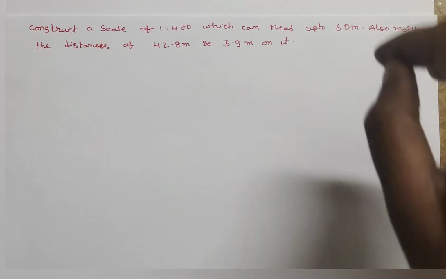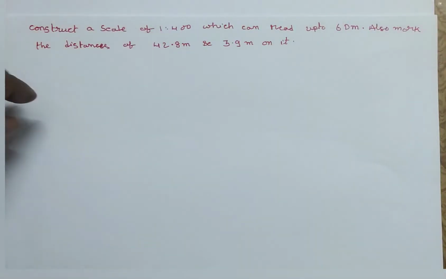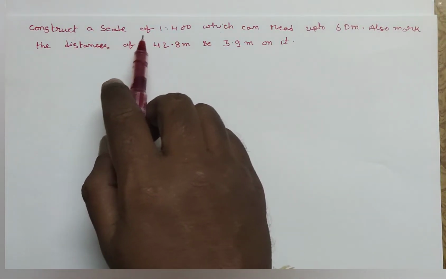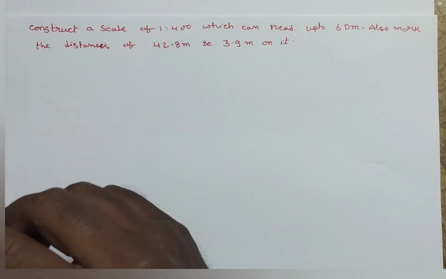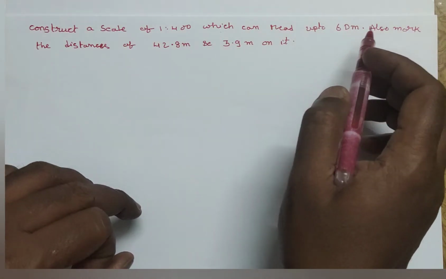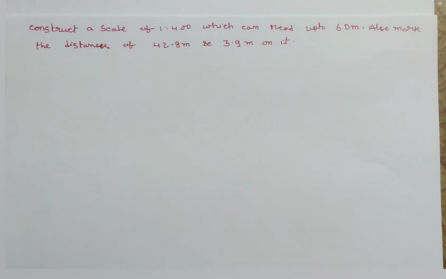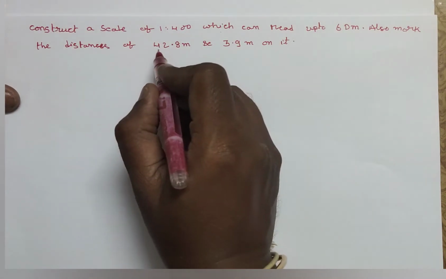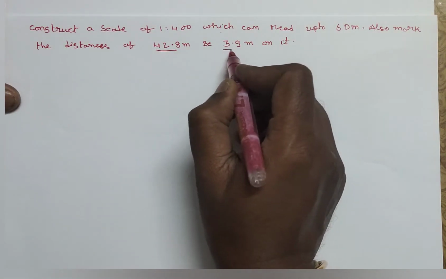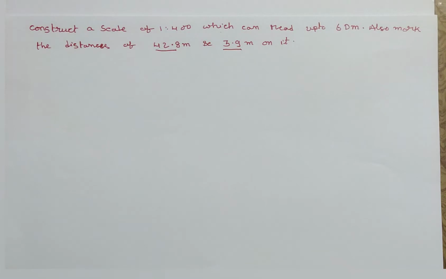So let us consider the question which is given here. Construct a scale of 1:400 which can read up to 6 decameters. Also mark the distances of 42.8 and 3.9 meters on it. So from these, what are the data we know and what else we require, we will check it out.